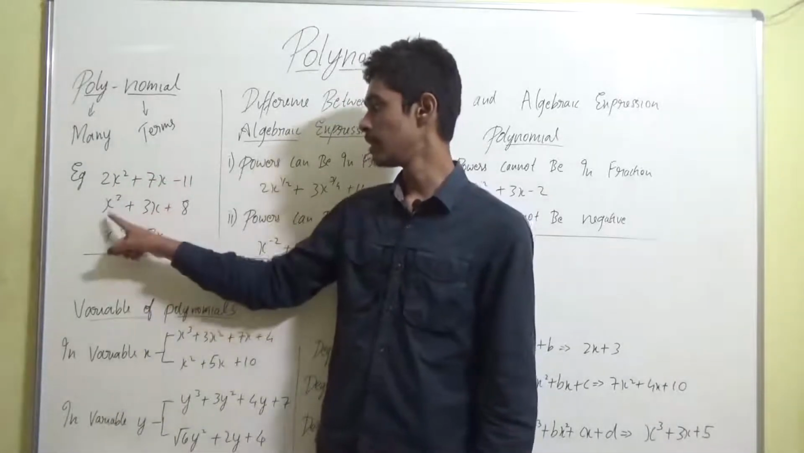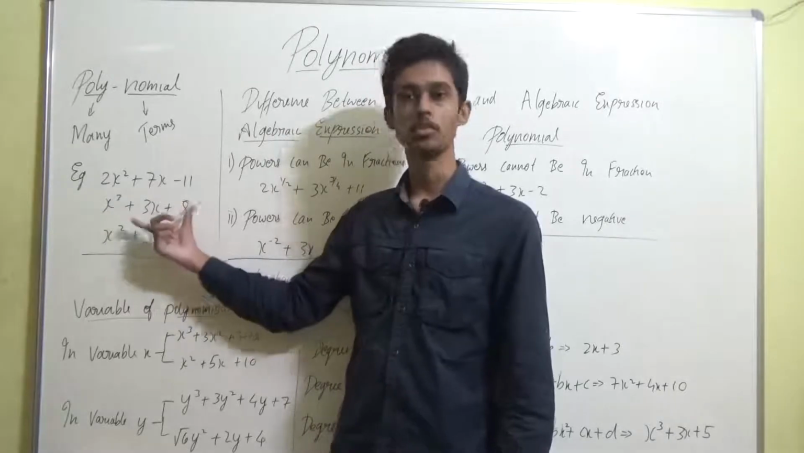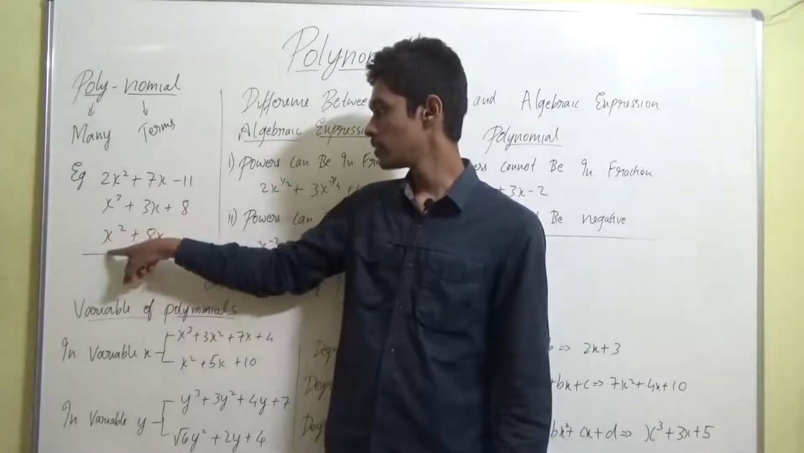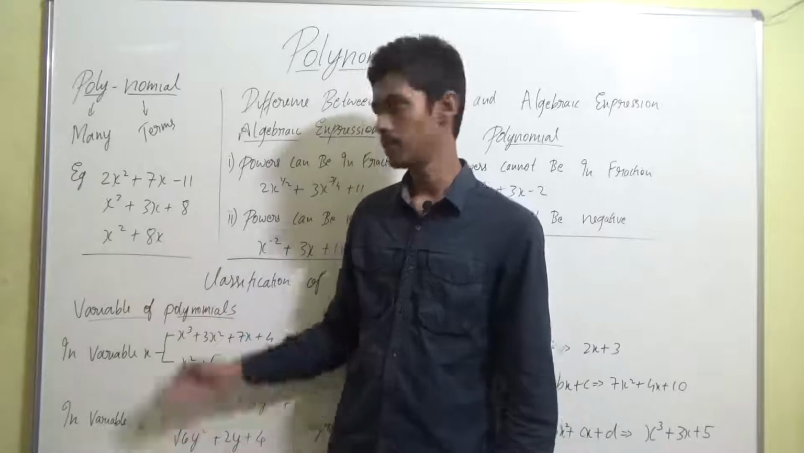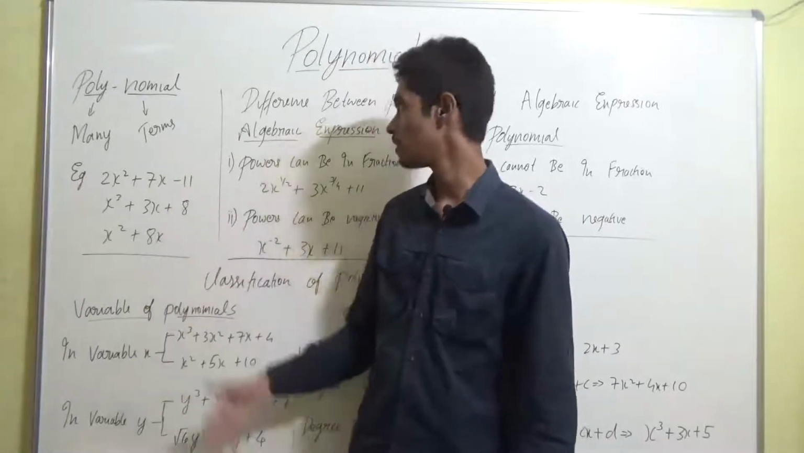Now for example, x cube plus 3x plus 8 is also a polynomial. x square plus 8x is also a polynomial. These are the examples of polynomials.